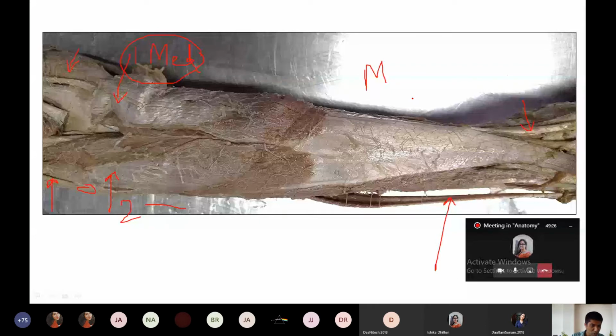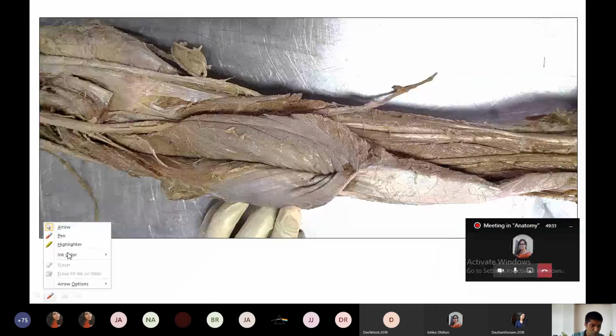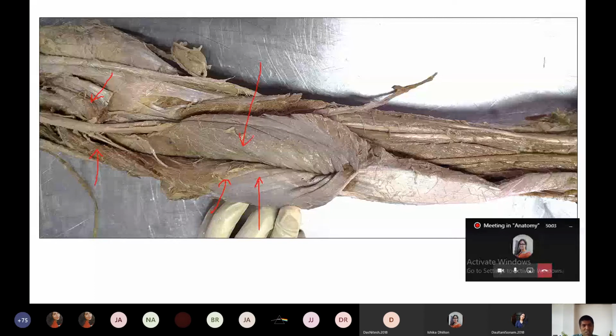Now come to here. What are the structures which we can ask in the examination? This one is the gastrocnemius. In the upper part, we have seen the heads of the gastrocnemius. Still, it is visible here. This one is the lateral head of the gastrocnemius. This one is the medial head of the gastrocnemius, which is cut, and inferiorly they are fused together to form the belly of the gastrocnemius. So this one is the gastrocnemius, and deeper to the gastrocnemius, this one is the soleus. You can easily identify this.